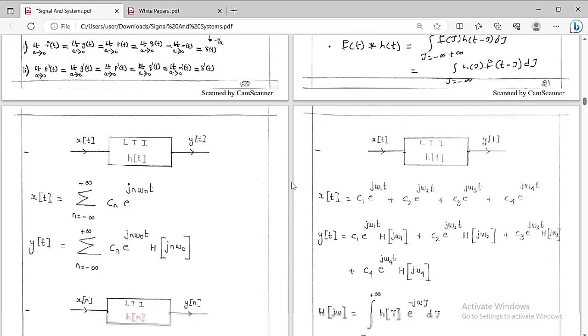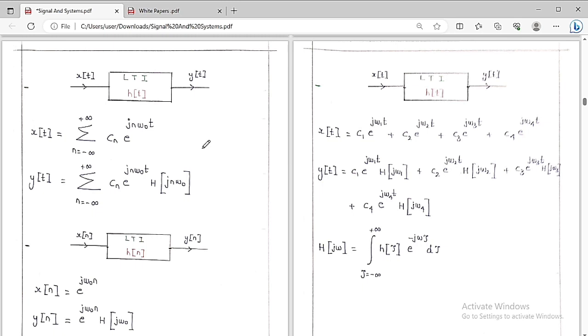Now we will go for the further analysis. Let me do some more analysis. You take the LTI system. The LTI system has the impulse response h of t. The input is x of t and the output is y of t for this LTI system.